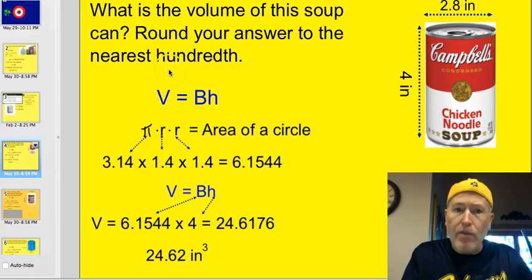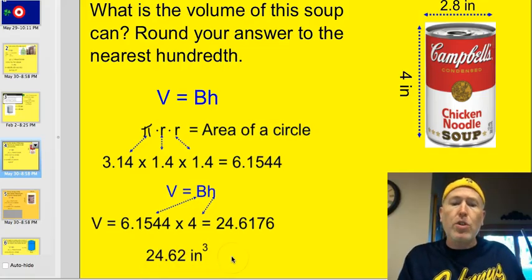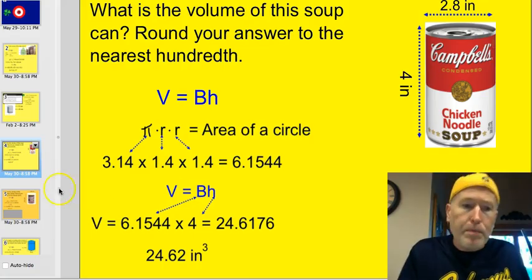24.6176. Now I have to round my answer to the nearest hundredth, so this 1 is in my hundredth spot. Looks next door, I got 7. 7's big enough to raise that up to 0.62. So my final answer is 24.62 inches cubed.